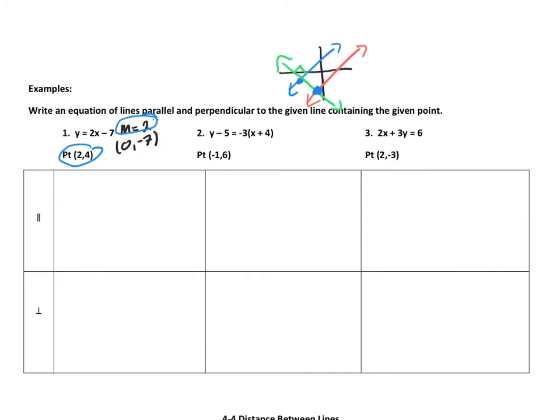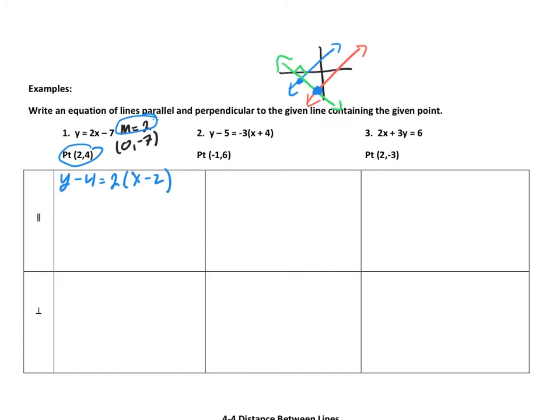So we're going to start with point slope form. Point slope form is y minus my y value of my point, 4, equals my slope, 2, times x minus my x value of my point. And you're done. That's it. If I graphed that line that I just wrote, it'll be parallel to the initial one.